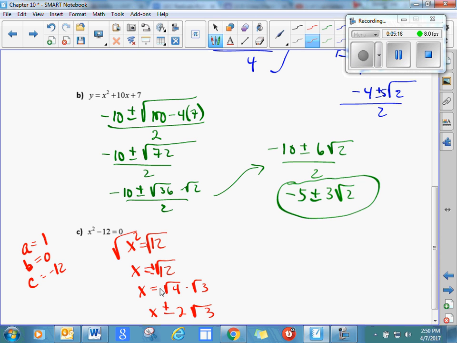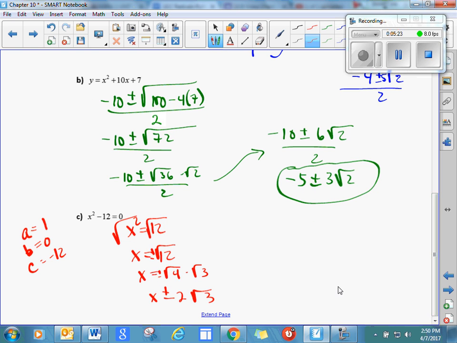When you're solving an equation, you have the two solutions, the plus and the minus. So we didn't need the quadratic formula on that one. That made that one very simple.